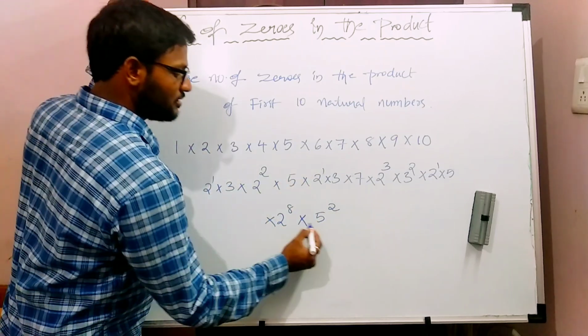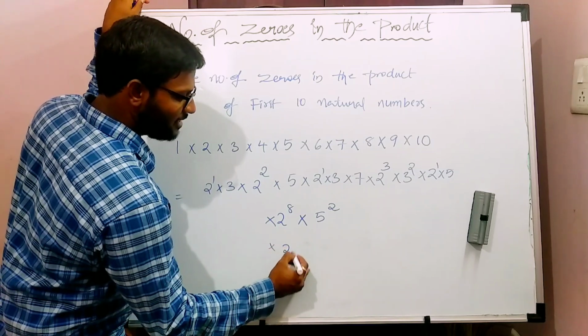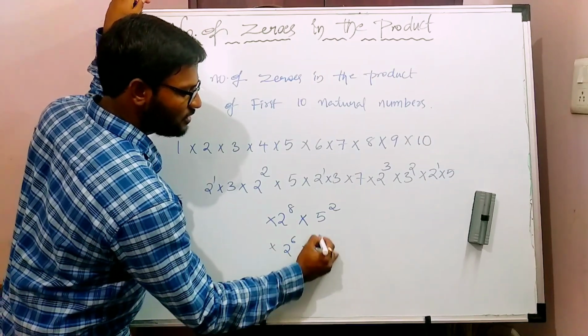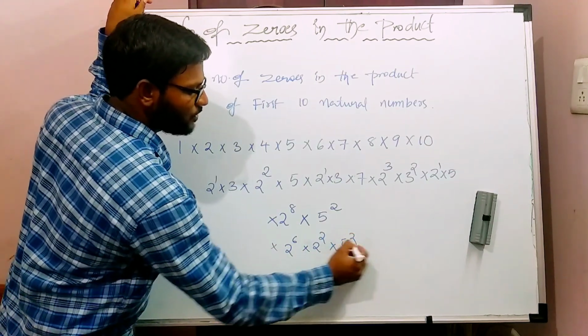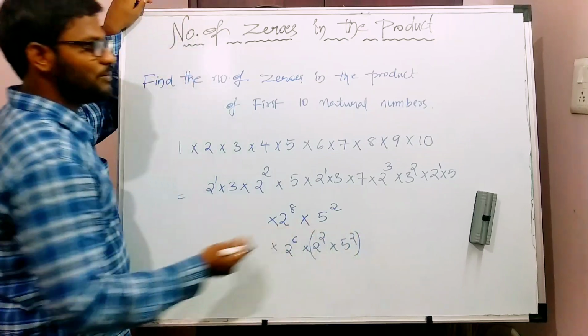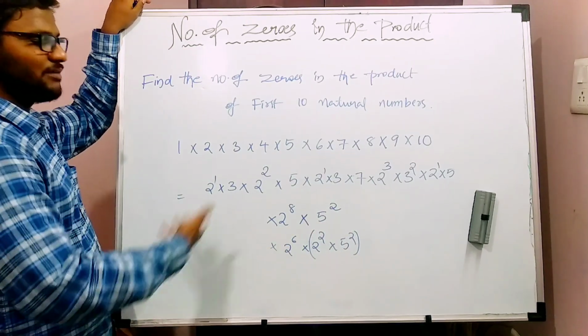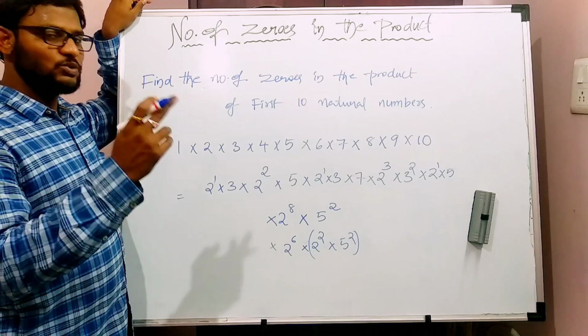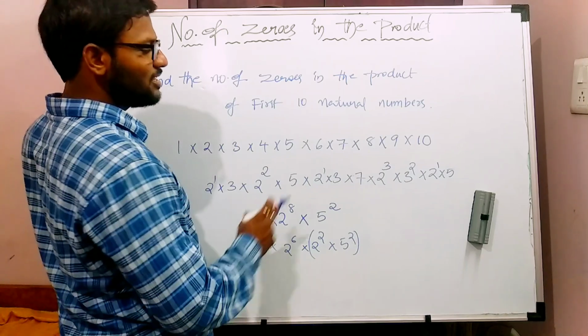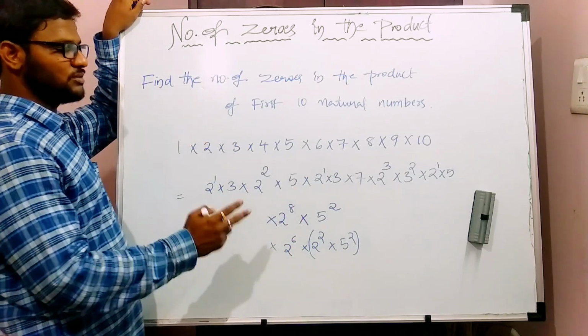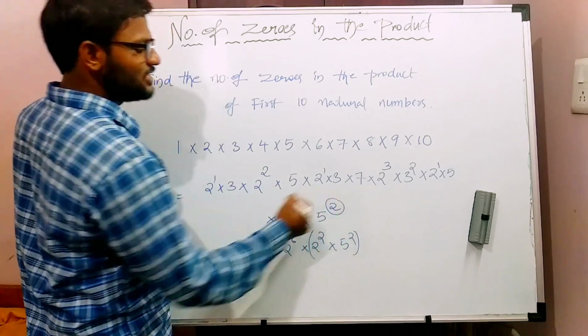So here this 2 power 8 is 2 power 6 into 2 power 2 into 5 power 2. This 2 power 2 into 5 power 2 is 100. 100 into any number will end with 2 zeros. So this number is ending with only 2 zeros. We have to take the least power.